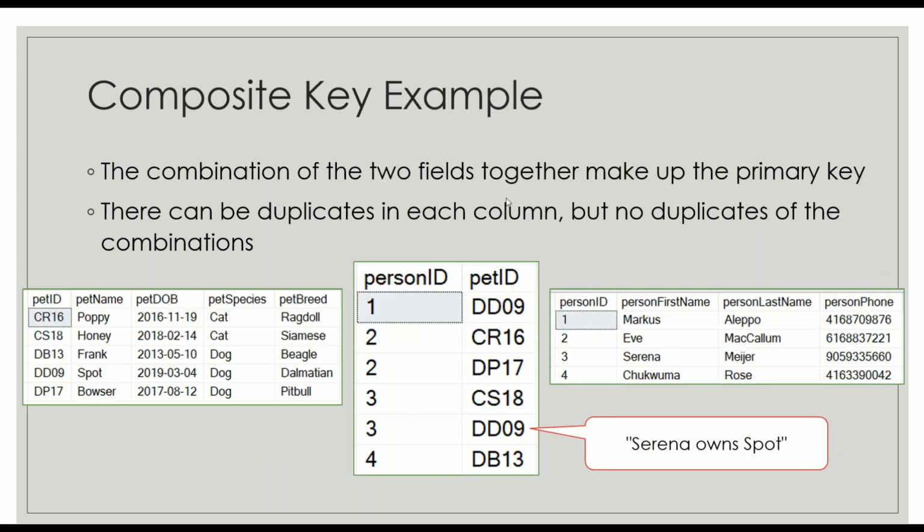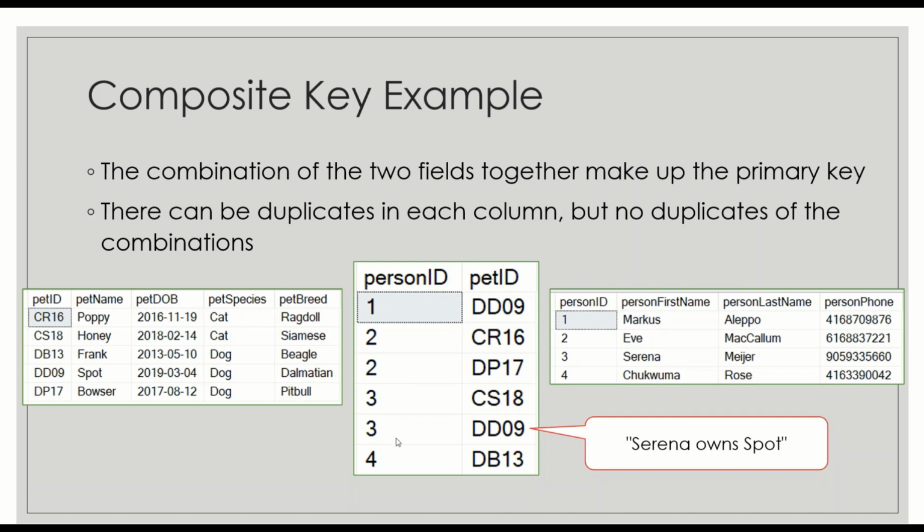Let's take a look at the next slide. Here's how the composite key looks in the data. So on the left, I have all of the data in the pet table, and on the right, all of the data in the person table. And the bridge table in the middle, called owners, is the table that indicates who owns which pet.